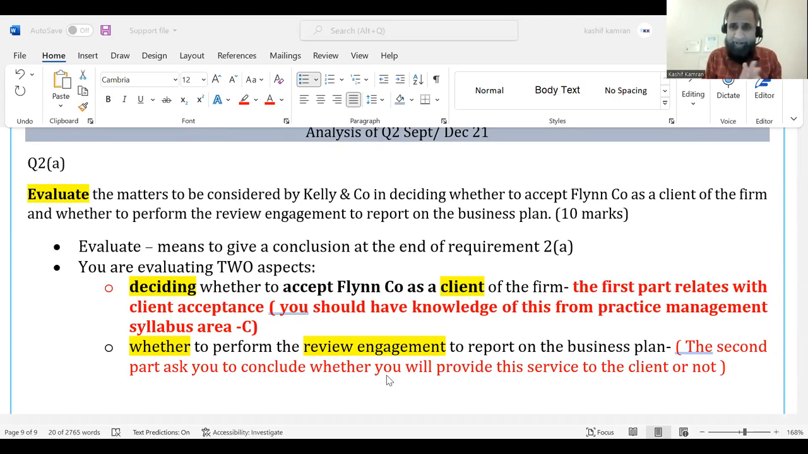How many things is the examiner asking? One or two for 10 marks? Two. And are you clear with the two things? One is accepting a new client, and I hope that's quite a repetitive syllabus area, accepting a new client.